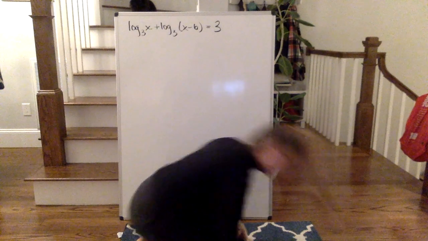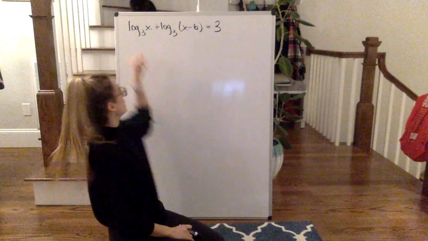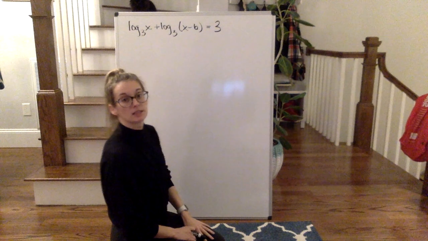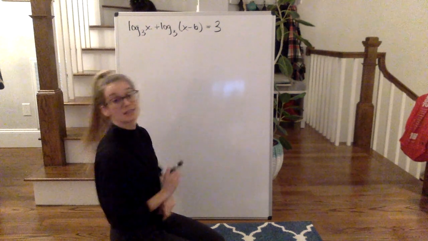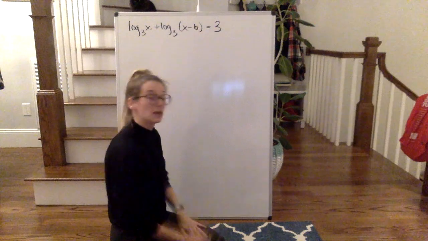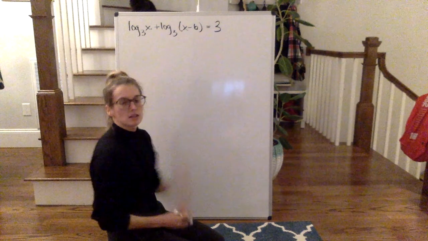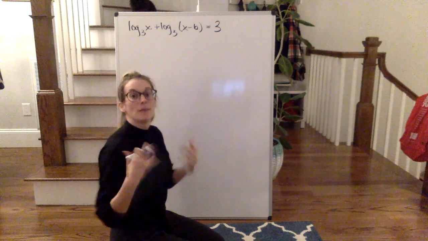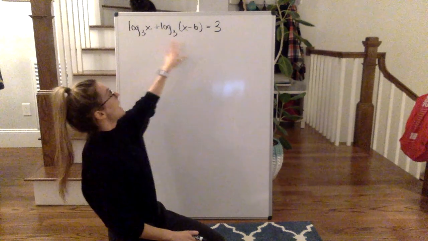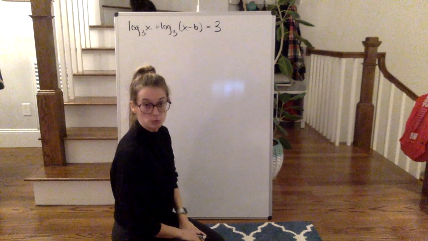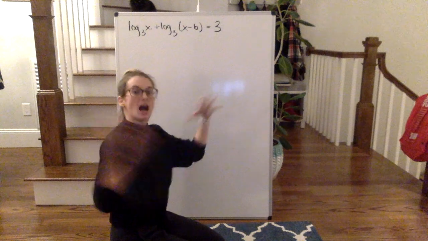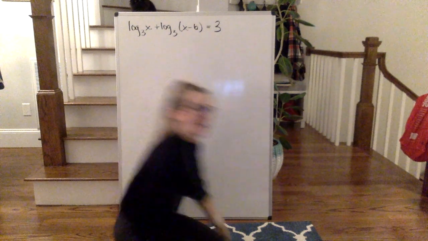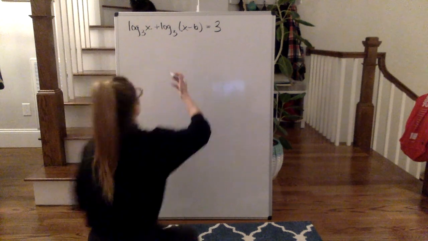On page 23, example 1a, we've got log base 3 of x plus log base 3 of x minus 6 equals 3. So you're asked to solve the log equation. This is actually going to require us to use what we know about the log properties. When I have the sum of 2 logs that have the same base, I know I can condense the expression down into a single log. So let's do that to start.